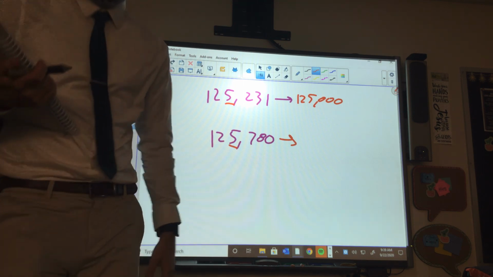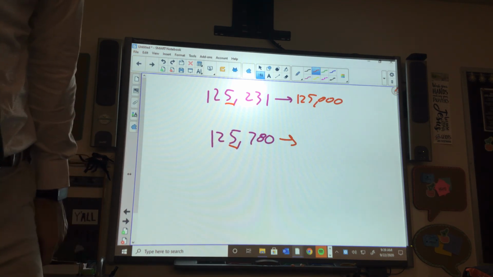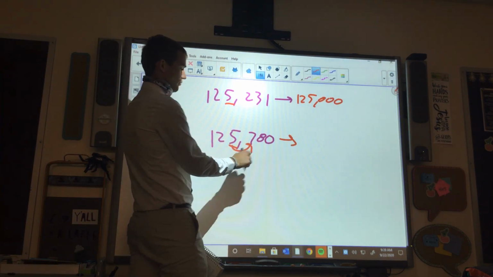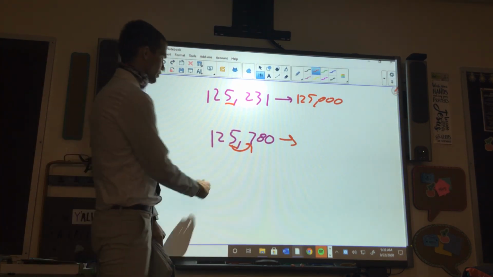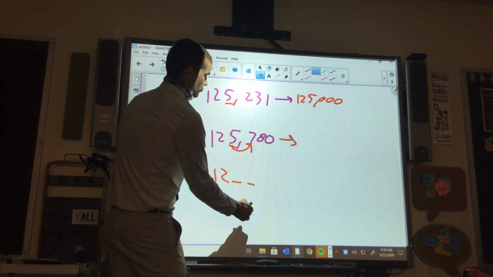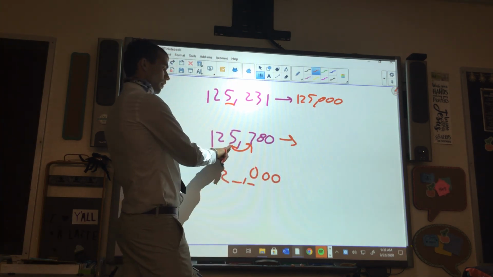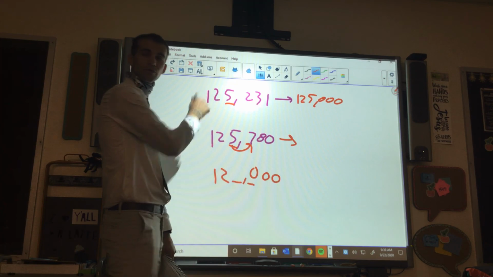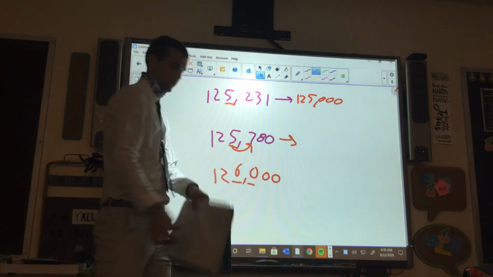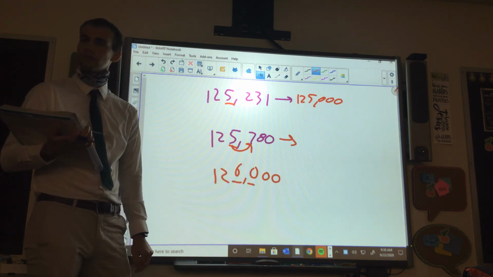Nope, because we're not rounding to the nearest 10,000, we're rounding to the nearest 1,000. So you already know 1 and 2 are automatically part of it. You're just looking for these two. Well, you actually know this is going to be 0, that's going to be 0, that's going to be 0. So are you staying at 125 or are you rounding up to 126? Yep. 126,000.